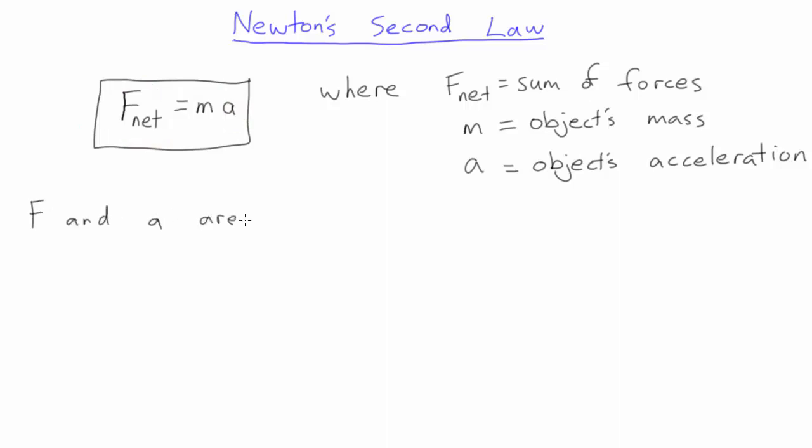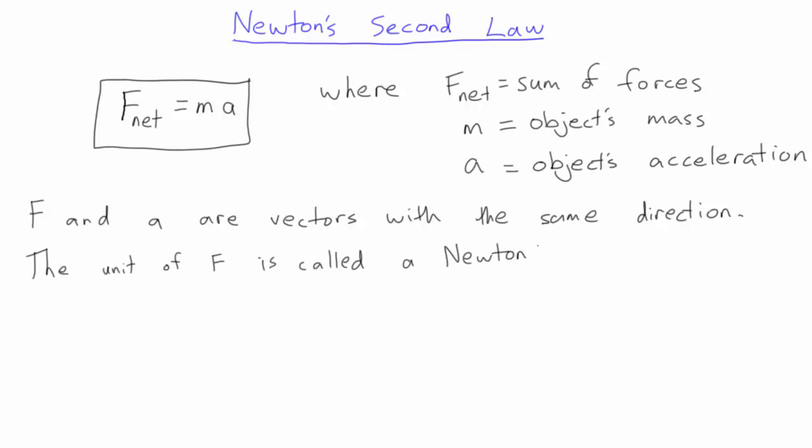F is a vector, that is, it has a direction as well as a magnitude. And a, the acceleration, is also a vector. It is pointed in the same direction as the net force. The unit of force is called a newton, or capital N for short. The units on both sides of an equation must match. On the right-hand side, we have mass, which has units of kilograms, and acceleration, which has units of meters per second squared. And therefore, the units of force, 1 newton, must be a kilogram meter per second squared.